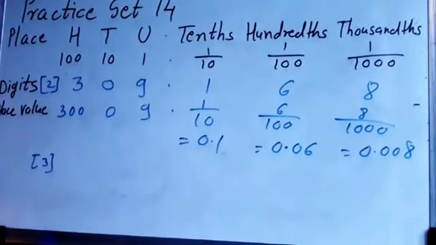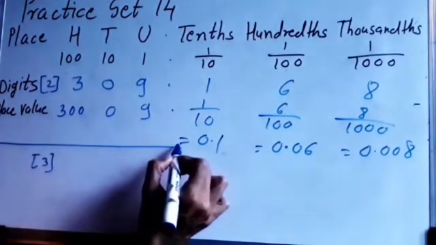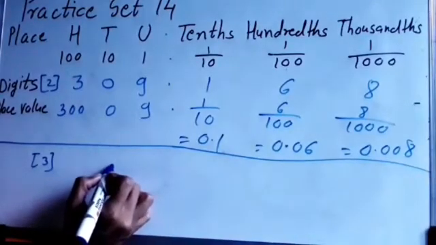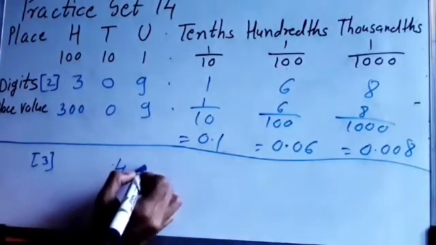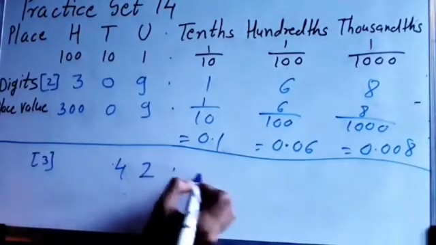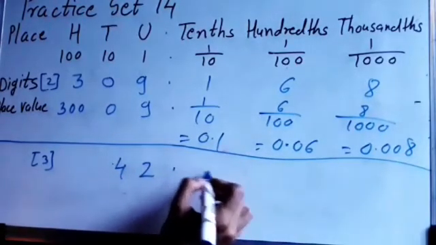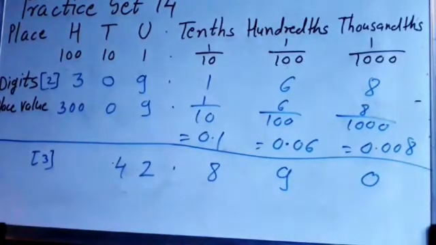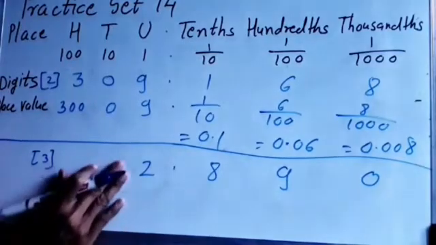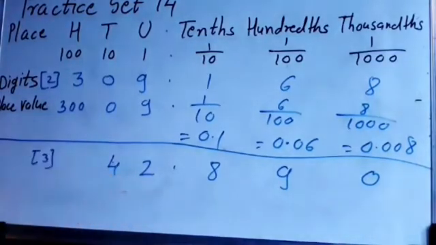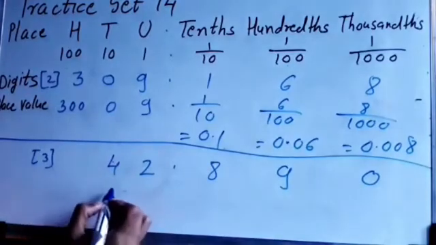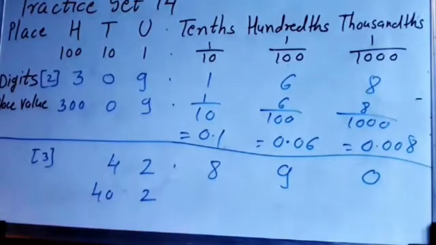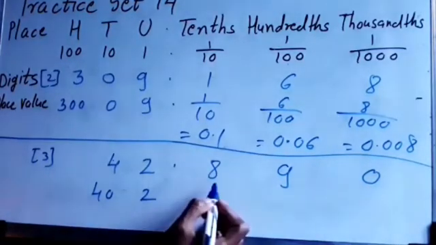In the third example, this is where the second example is over. In the third example, suppose I have started just like this. Now what will be the place value of 4? It is tens. Here there is no hundreds place, so no problem. So the place value of 4 is 40. The place value of 2 is 2. Then what will be the place value of 8?